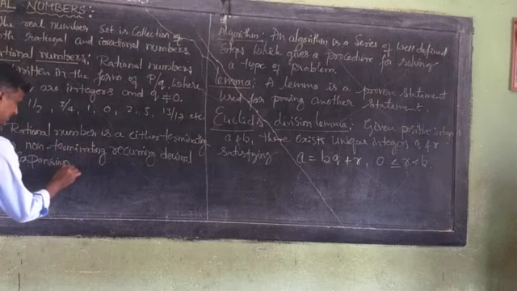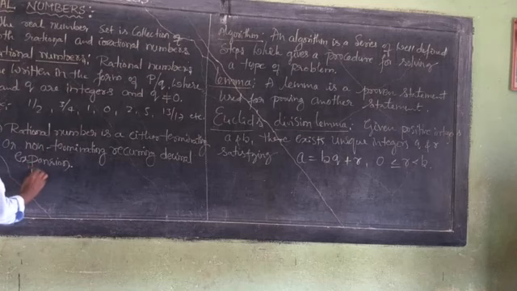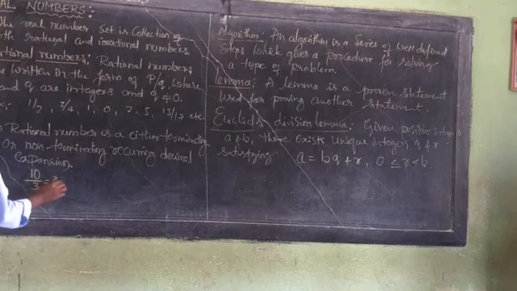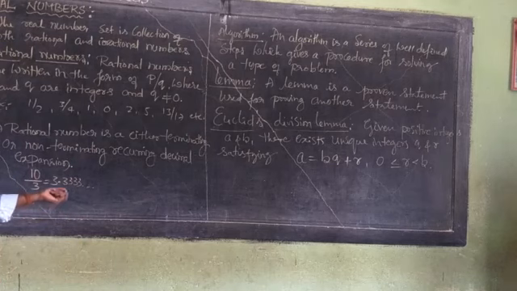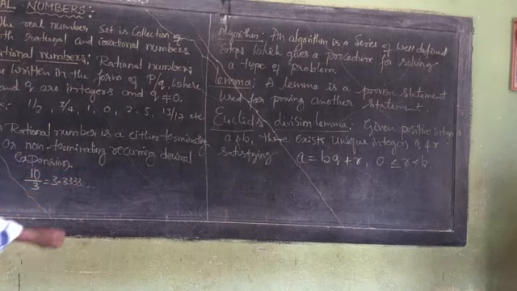Okay. What this means is, if you take the fraction 10 by 3, it is equal to 3.333. This is a non-terminating and recurring decimal expansion. If you divide 10 by 3, you get 3.33, etc. This is a non-terminating and recurring decimal expansion.